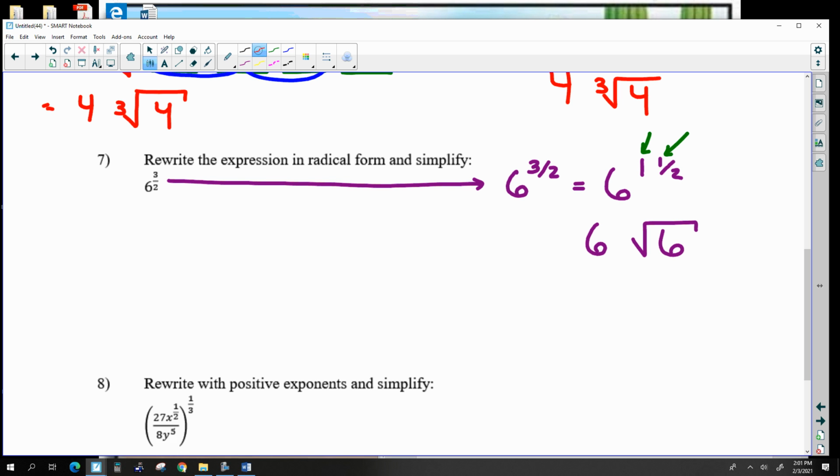Okay, the hard way would be understanding that this is the square root of 6 to the 3rd. 6 is the same thing as saying 2 times 3. So this is going to be 2 times 3 times 2 times 3 times 2 times 3. Rearranging the order of that, that'd be 2 times 2 times 2 times 3 times 3 times 3.